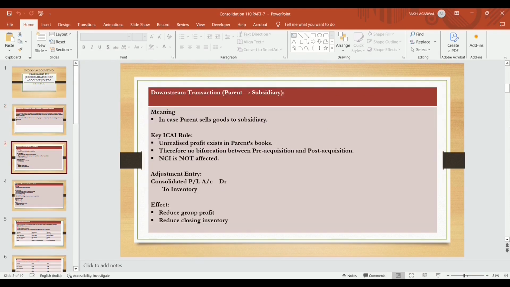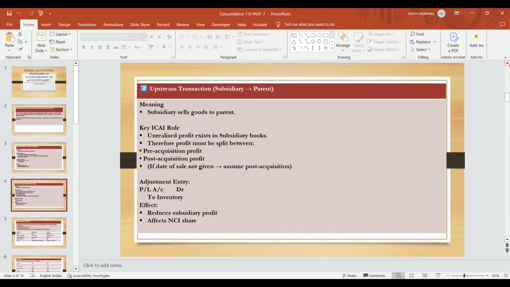A downward transaction happens when the parent sells goods to its subsidiary. When a holding company sells goods to its subsidiary, in that case the unrealized profit exists in the parent's books. Therefore, there is no bifurcation between pre and post acquisition, because if the parent sells goods, the profit is recognized by the parent company and unrealized profit exists in the parent's books. There is no bifurcation between pre-acquisition and post-acquisition. In case of a downstream transaction, NCI is not affected. Then the adjustment entry is: consolidated P&L account debit, inventory credit. In case of a downward transaction, it reduces the group's profit and reduces the closing inventory.